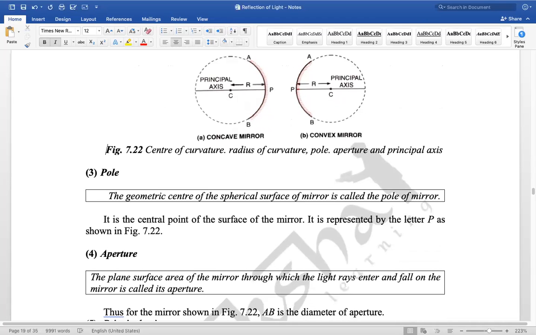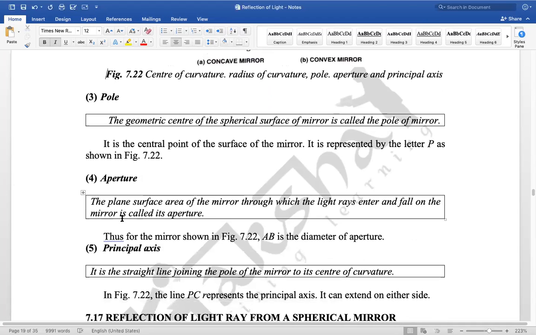Now figure 7.22: center of curvature, radius of curvature, pole, aperture and principal axis. Now the basic definitions of these. Pole: the geometrical center of the spherical surface. The geometric center of the spherical surface of a mirror is called the pole of the mirror. It is the central point of the surface of the mirror. It is represented by the capital letter P as shown in the figure.